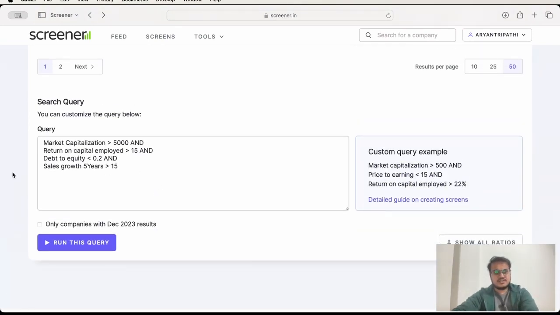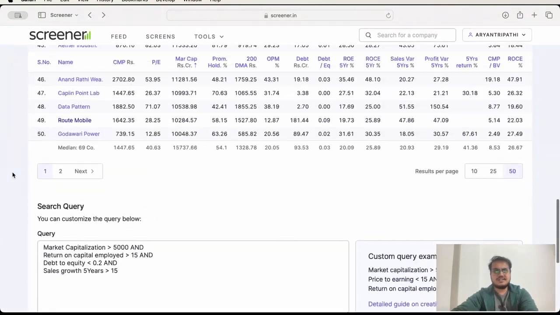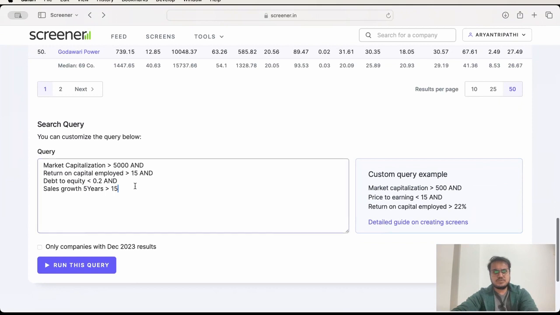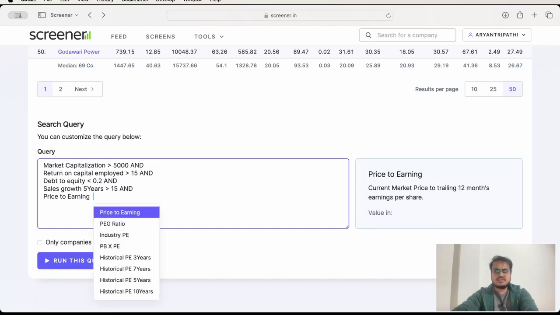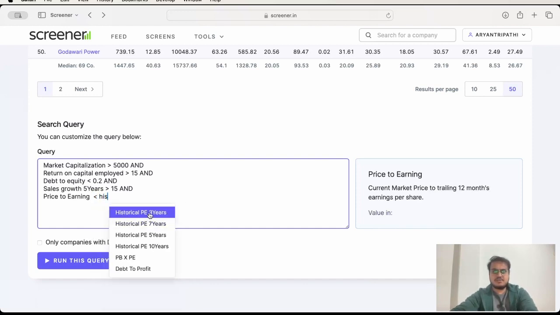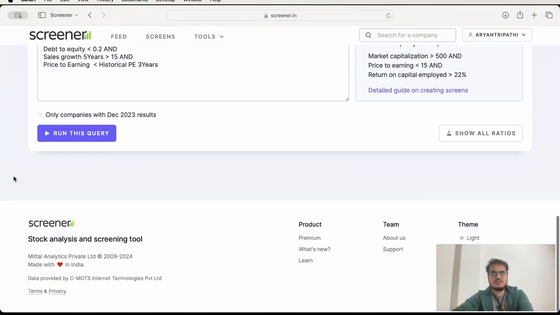Okay, why is it not taken P ratio? This is what swing trading is, right? We did that, right? I'm not sure why it is. P ratio is less than historical P. Historical P 3 years, 25. I don't know what happened that time.